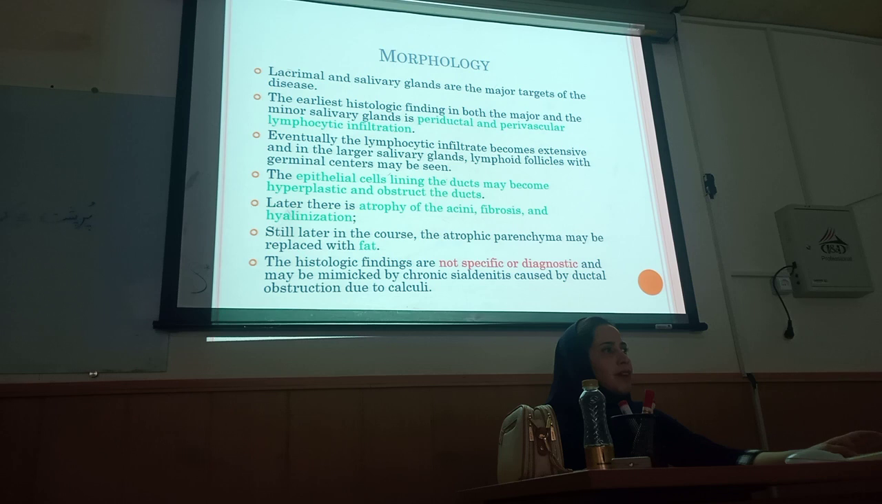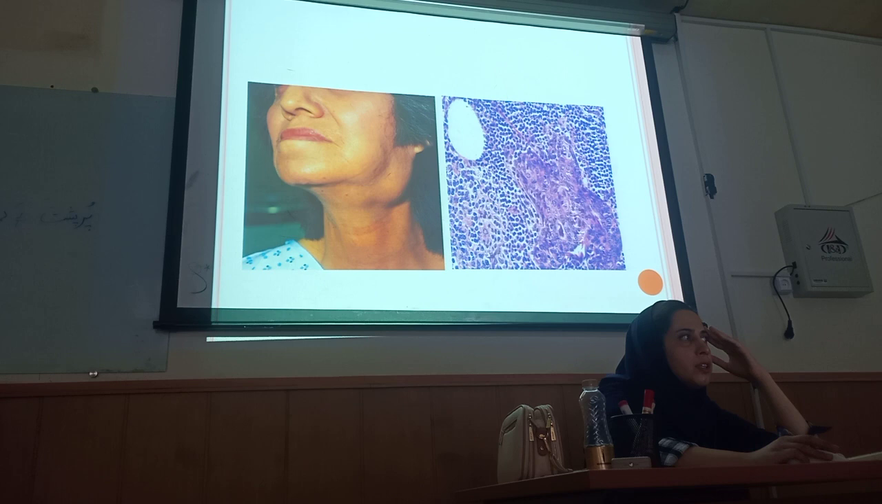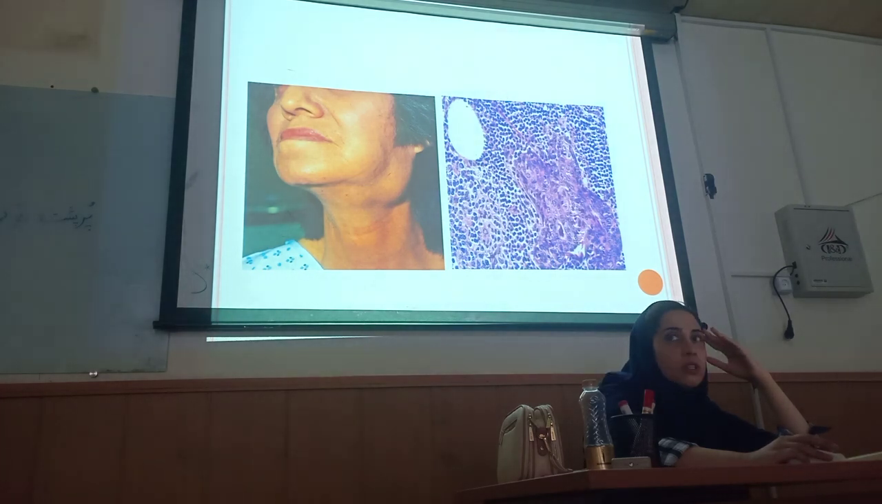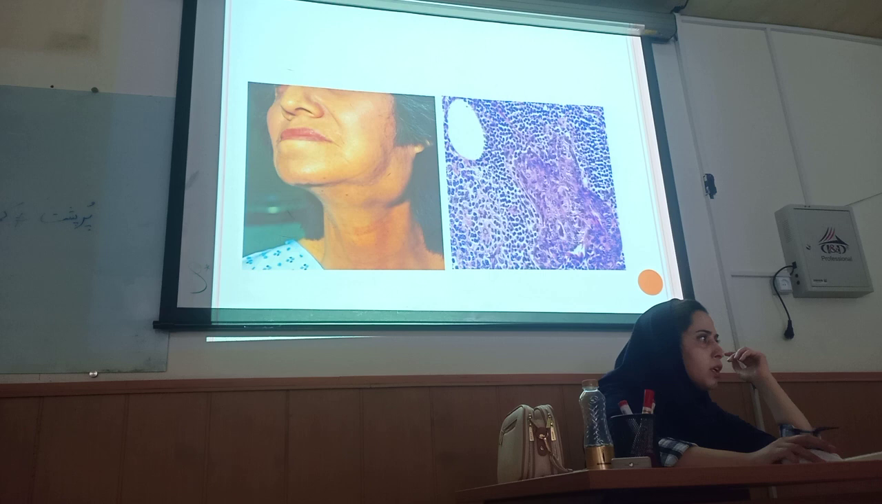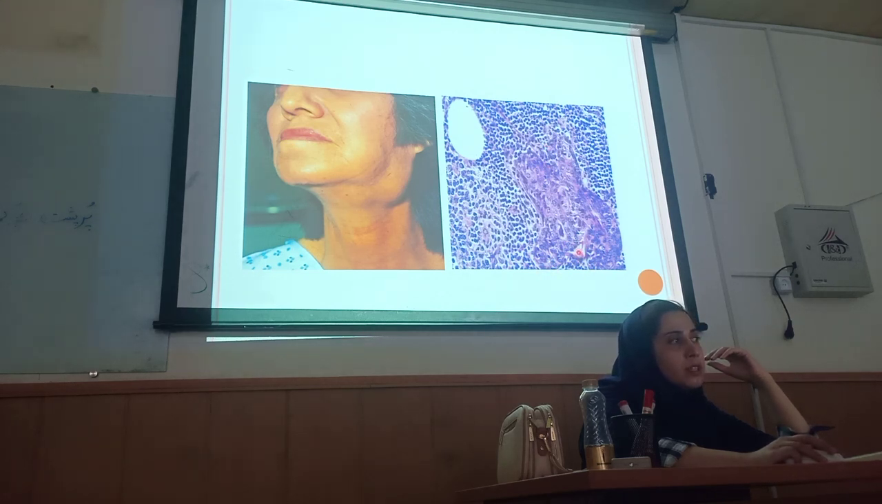In morphological evaluation of the tissue, we have, as you see in this picture, what do we have here? Here you see the pointer. What do you see in this picture? Enlargement of the gland. And what do you see here? These are lymphocytes. Yes, lymphocytic infiltration. And here you see that this duct has epithelial hyperplasia.